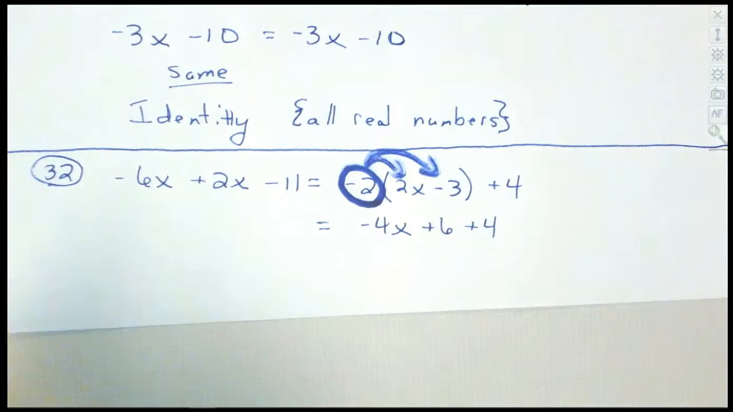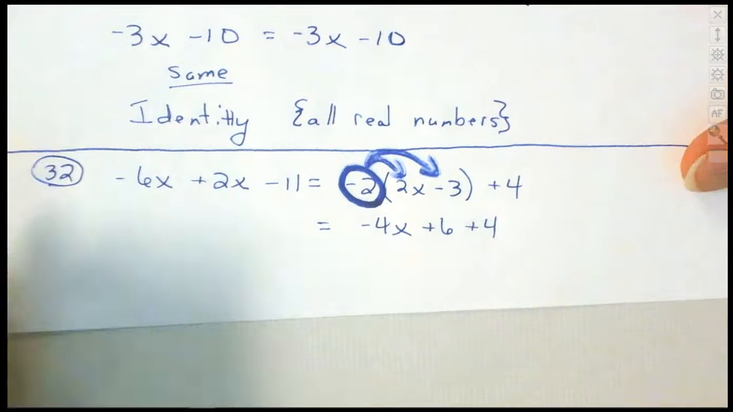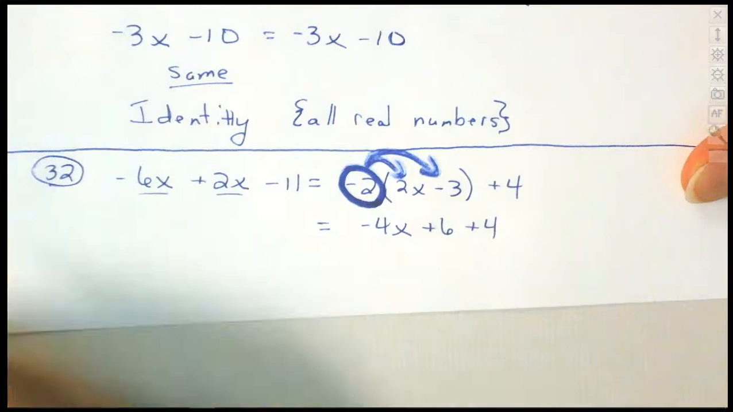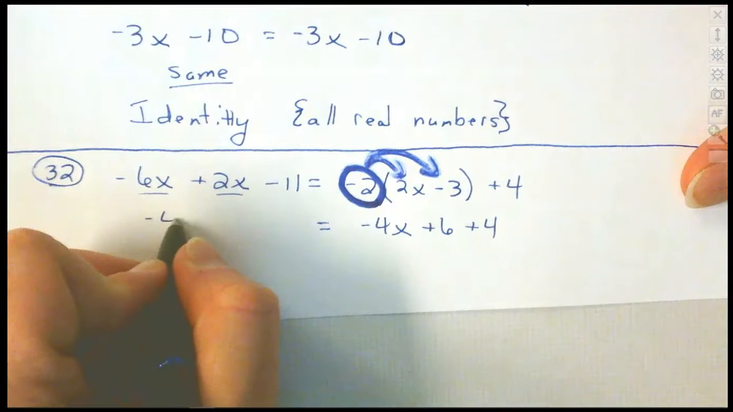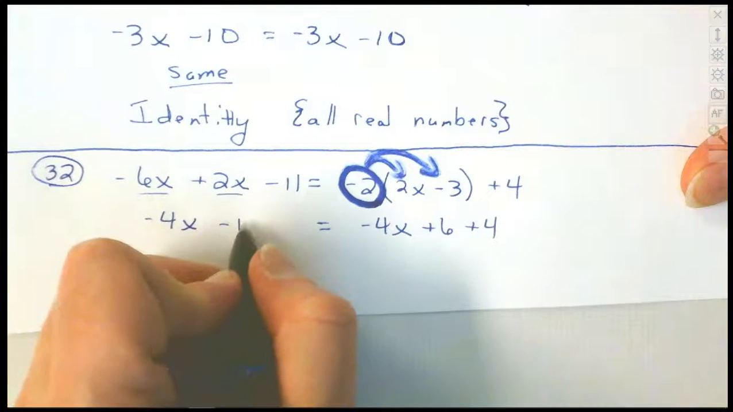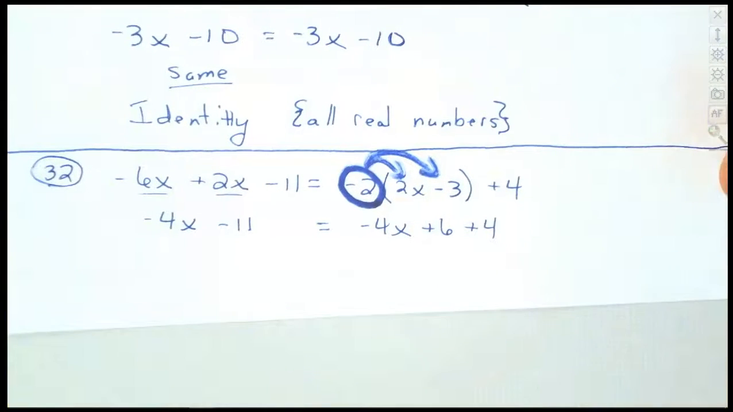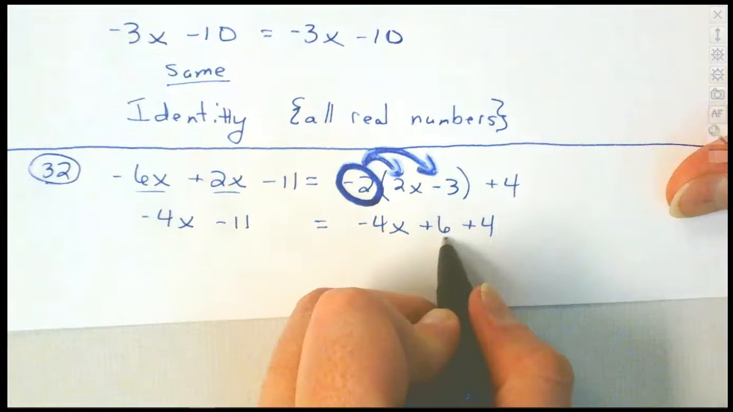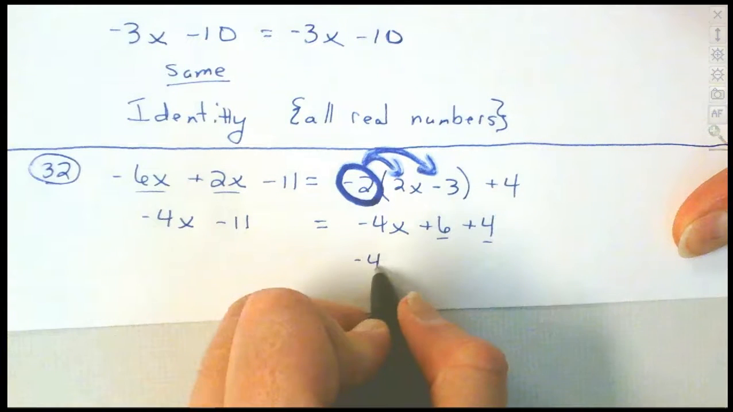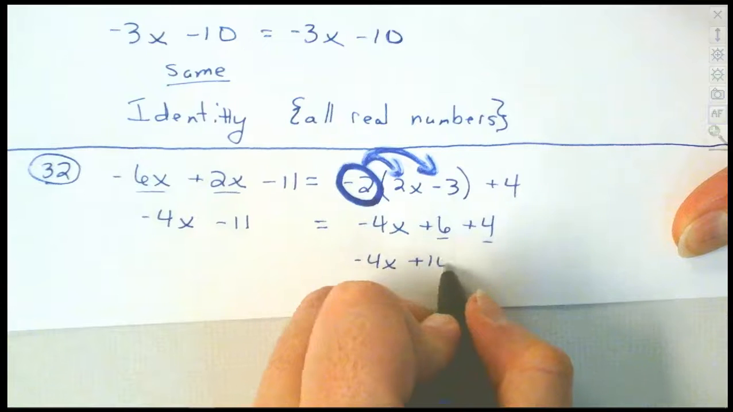Okay, and what about the left-hand side? Well, the left-hand side I don't have parentheses, but I can combine them together. Minus 6x and a positive 2x, that makes it a minus 4x. And now what do we know on the right-hand side? Well, the 6 and the 4 can go together, and that makes it a 10.